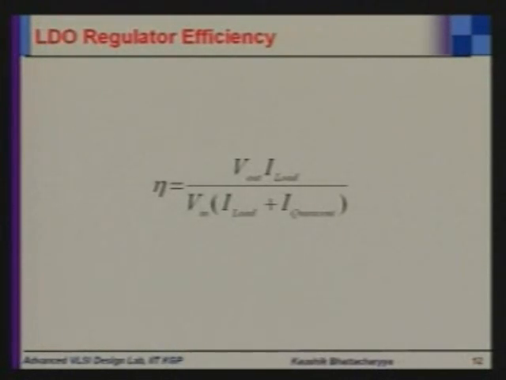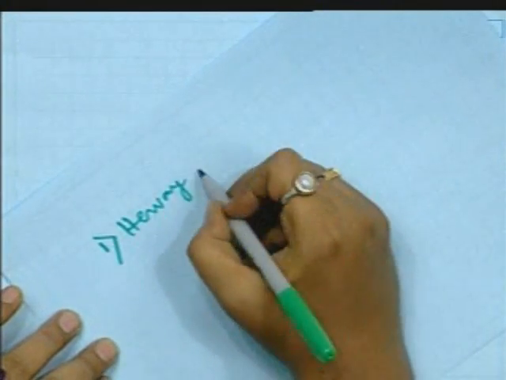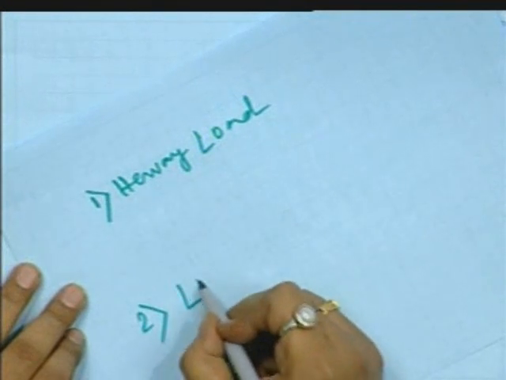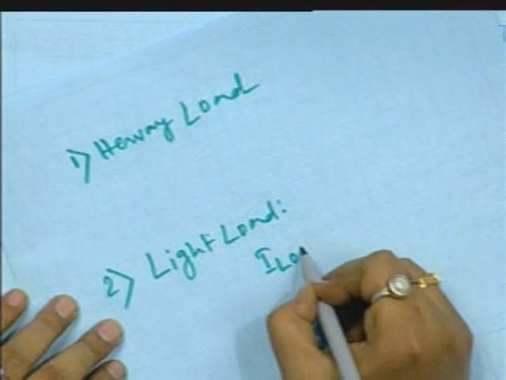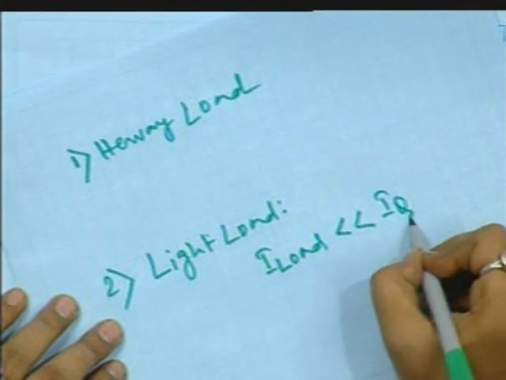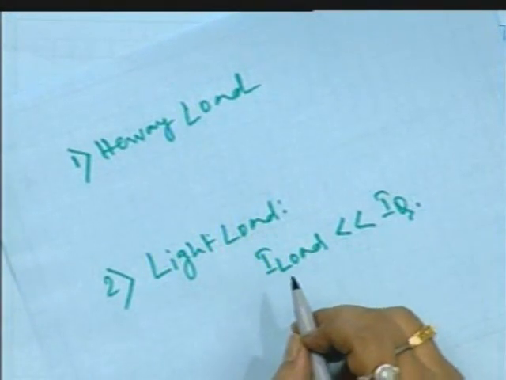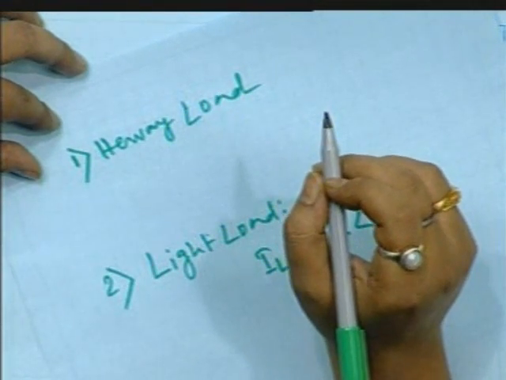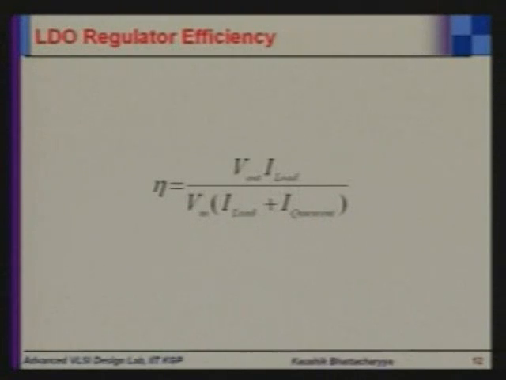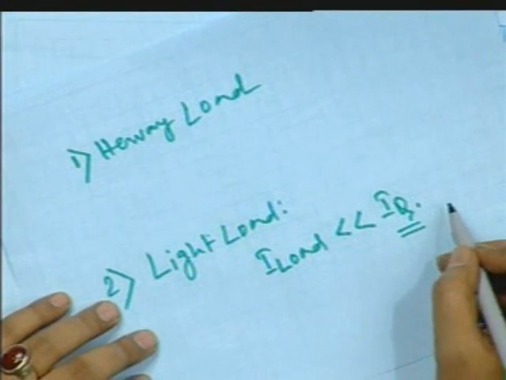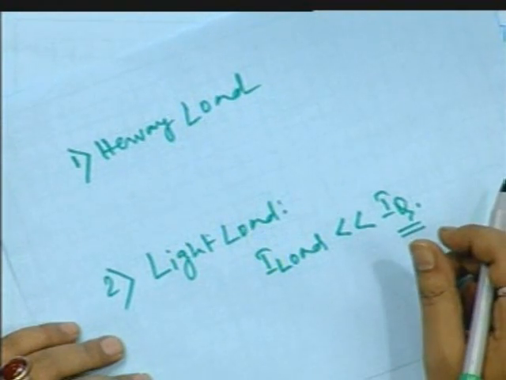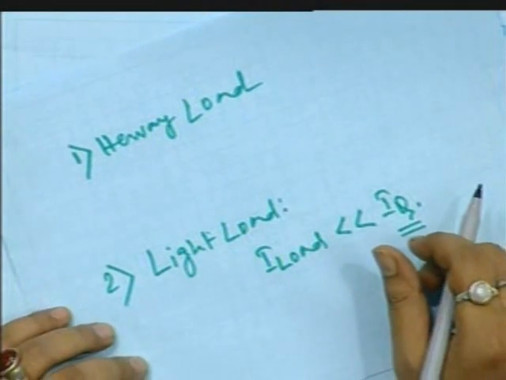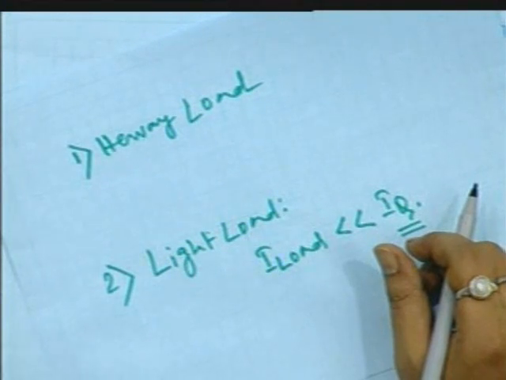Now, two situations come: one is the heavy load condition, and the second one is the light load. At the time of light load, I load is far less than I quiescent. So, at that time quiescent current is the deciding factor to determine the efficiency. So if we can reduce the quiescent current IQ, then obviously your efficiency will be more at light load condition and the longevity of the battery operated device will be more. But the problem is that if you reduce IQ, that means your slew rate will be affected.